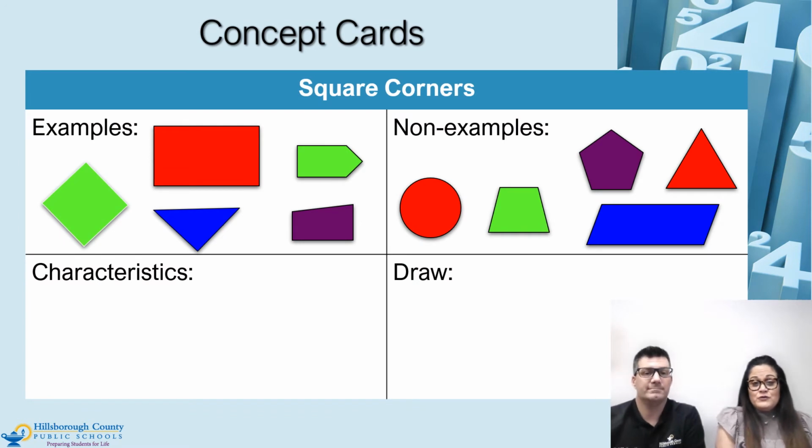Another great resource or tool to use are called concept cards. These are really great for students to be able to derive or generate their own definition or experience and explore with the different attributes of square corners in this example. It shows examples and non-examples, and then it provides students with the opportunity to draw some examples of square corners, as well as generate some characteristics that are common of square corners.